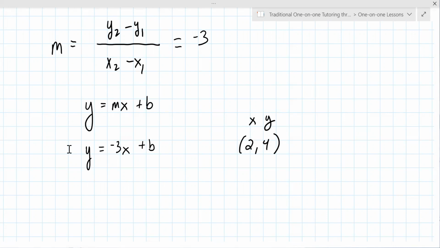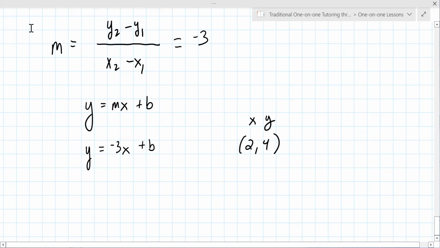Okay. So now for 3x, you should use the coordinates 2 and 4. Yes, use the coordinates 2 and 4.